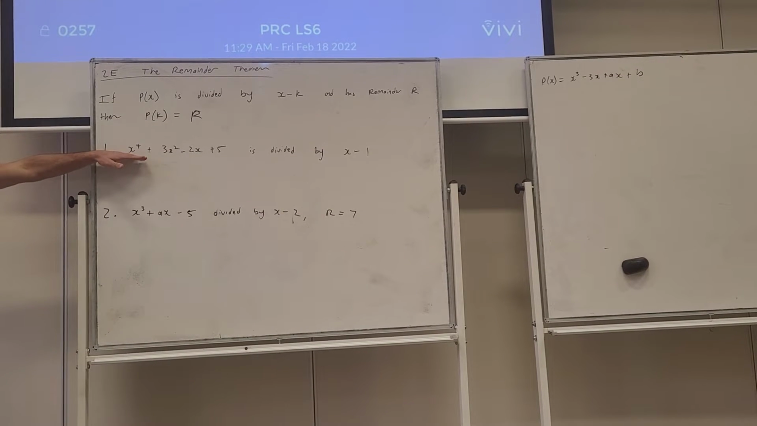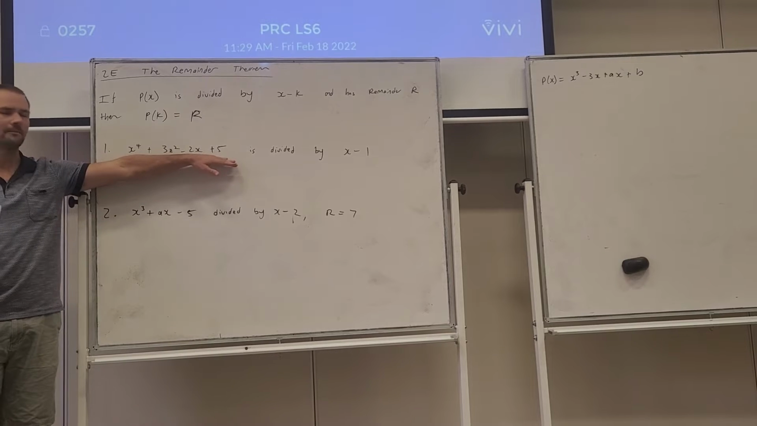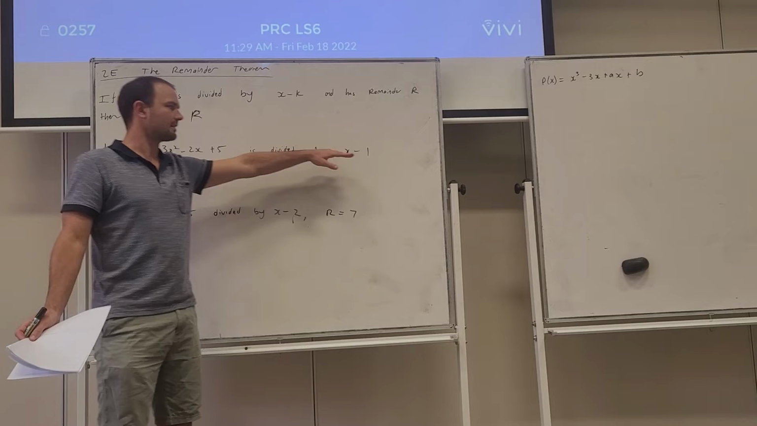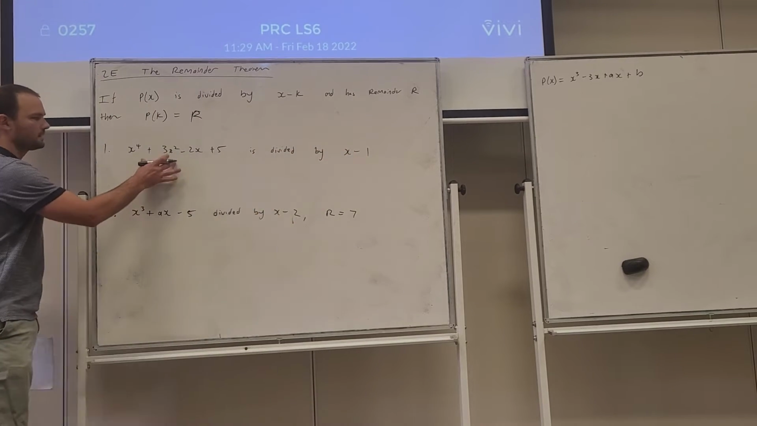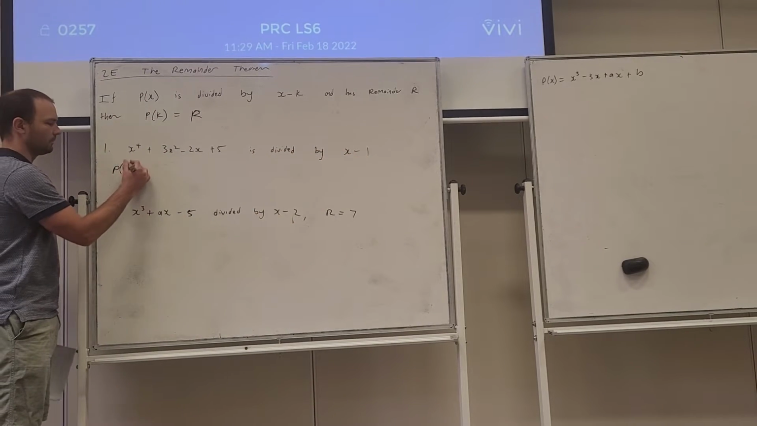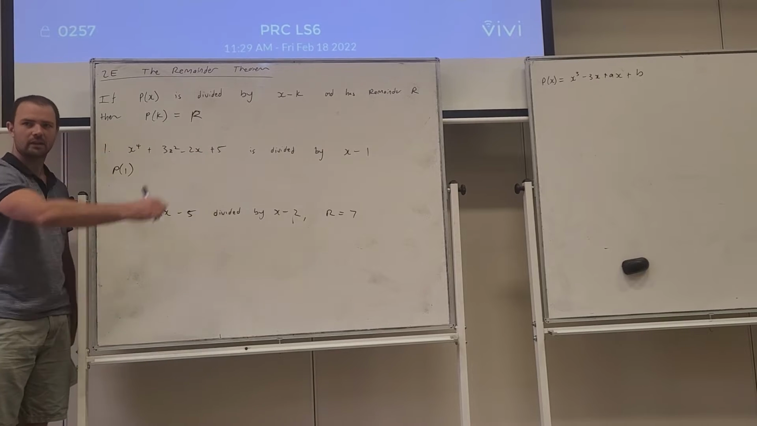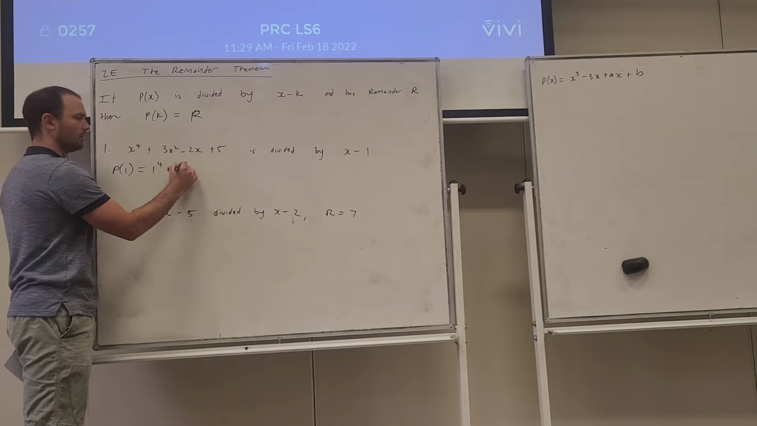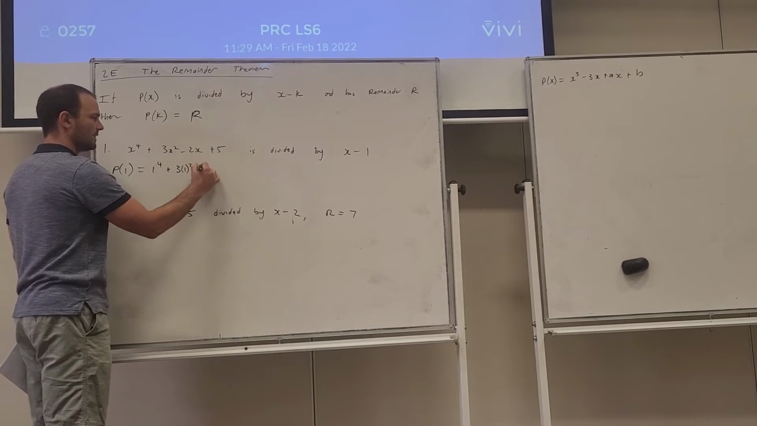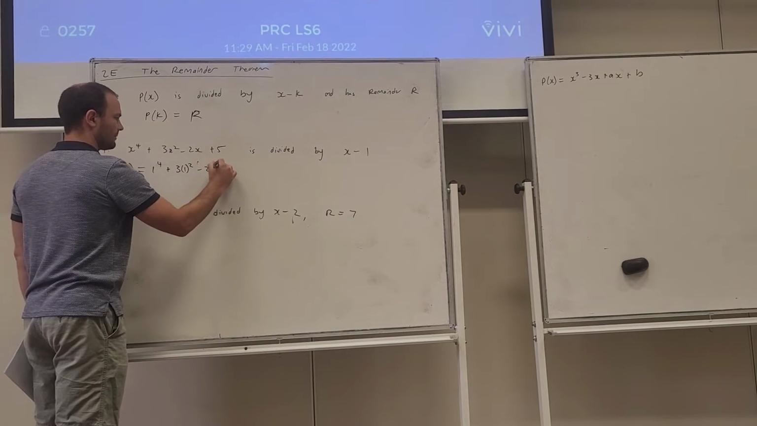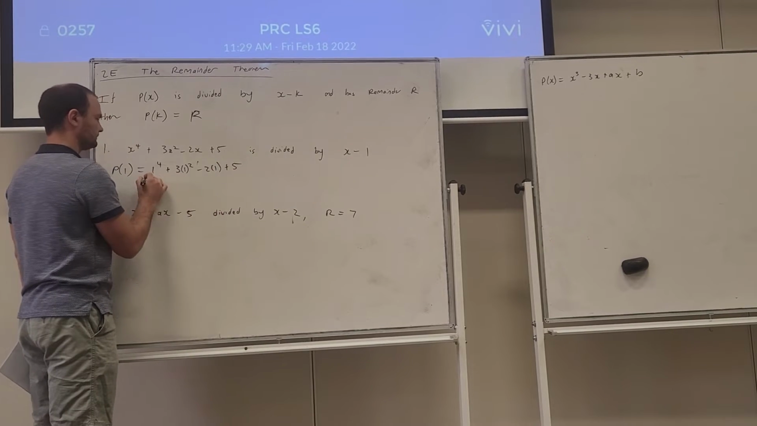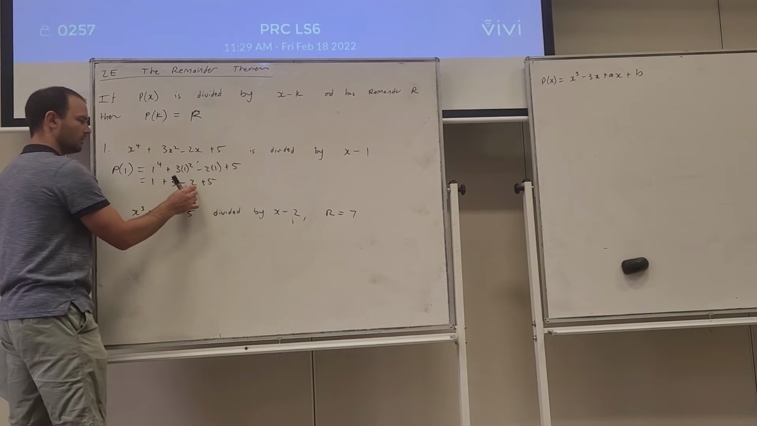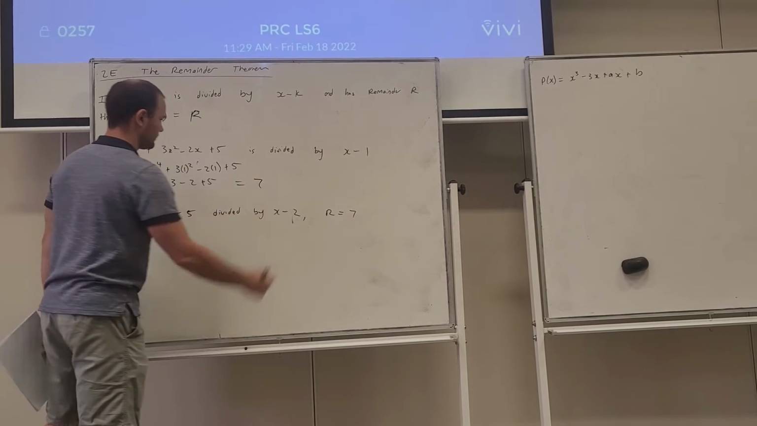Okay, so if we have x to the 4 plus 3x squared take 2x plus 5, and we want to know what is the remainder when it's divided by x take 1. If this is P(x), we're going to find P(1). We're putting the root into the polynomial equation. That's going to be 1 to the 4 plus 3 times 1 squared, take 2 times 1, plus 5. 1 plus 3 take 2 plus 5. We've got 4, 2, 7.